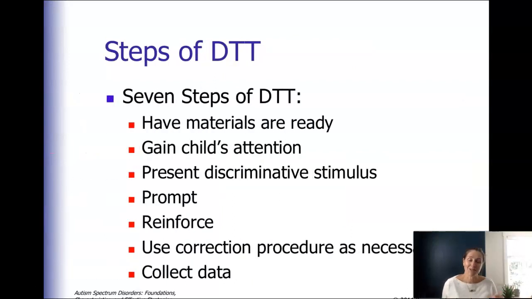So we get everything ready. I'm going to keep using that example of say car. So we have to have the little Matchbox car there. We have to have space for the learner and the instructor. It should be clear space, so it shouldn't be distracting in any way. We get everything ready. We get the student's attention. So we have to make sure the student isn't off gazing somewhere else when we begin instruction. We present the discriminative stimulus, which is the antecedent, the instruction. So in the last example, it was say car.